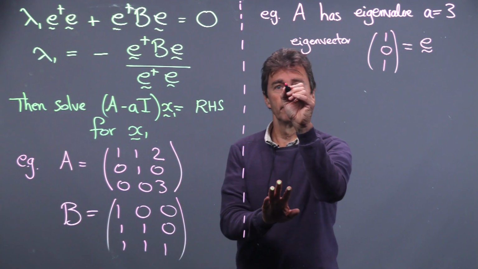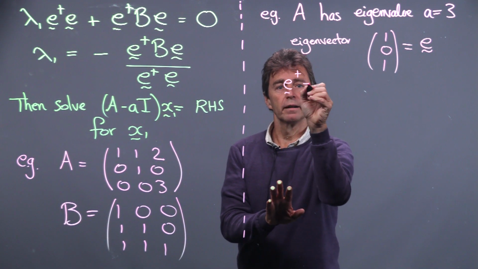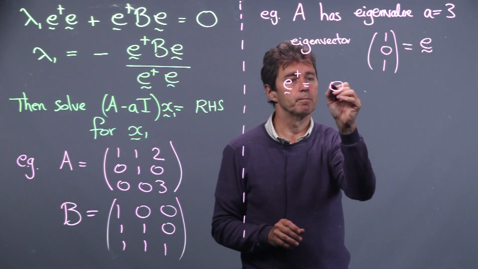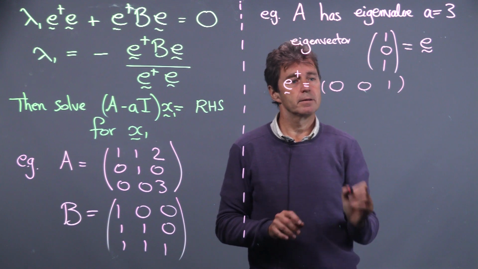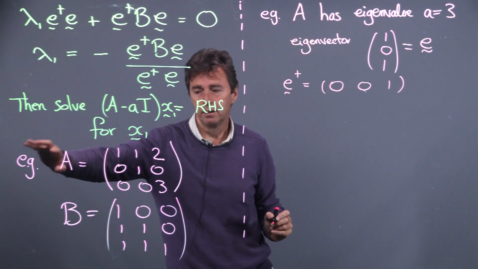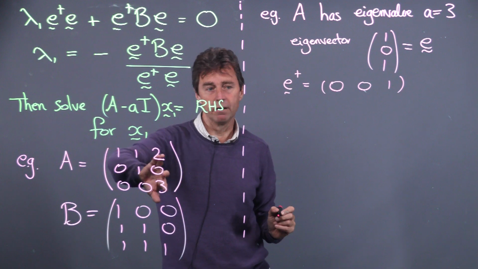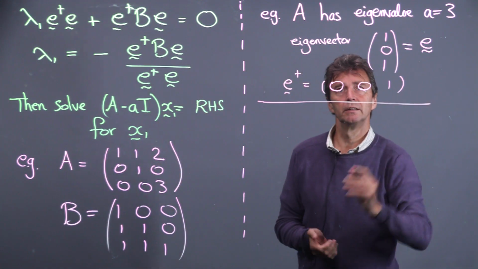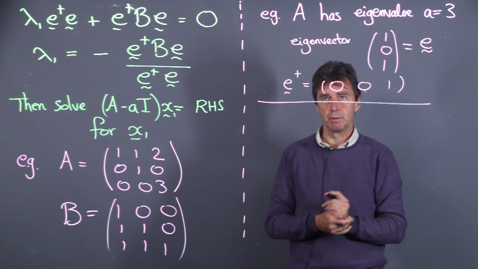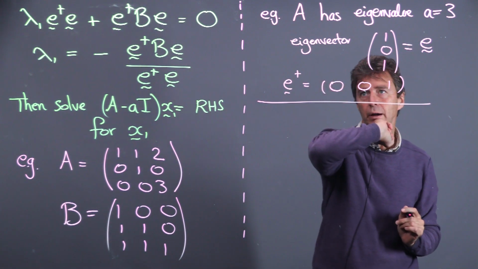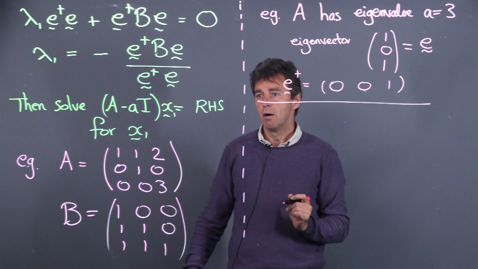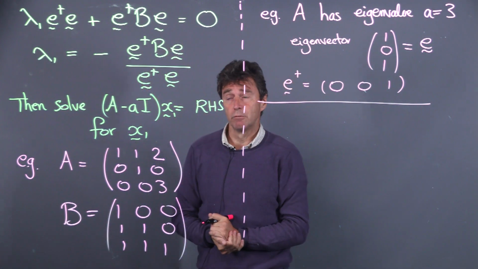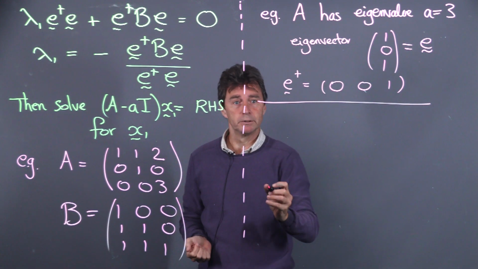Now you can also verify that E dagger, the row, is 0, 0, 1. So if I take this and multiply on the left, I get 0, 0, 3, which is 3 times that. So that's the basic information that I need about that one particular eigenvalue eigenvector pair. Now, I could go through the calculation all again. However, I've already written down that formula, so we may as well just use it.